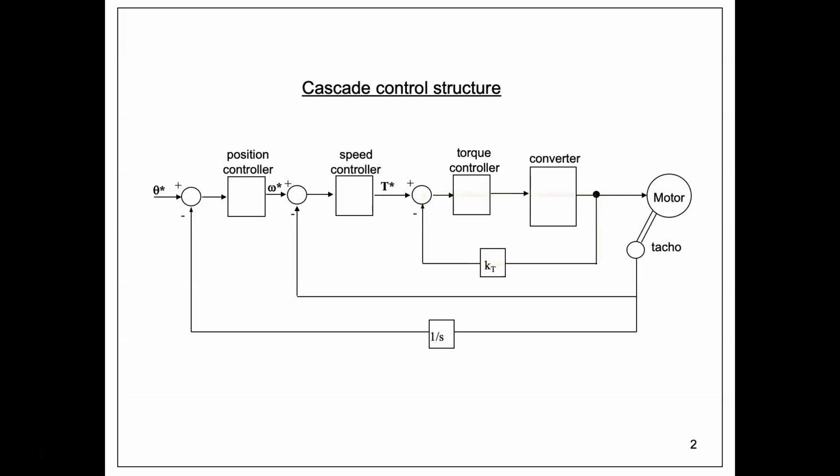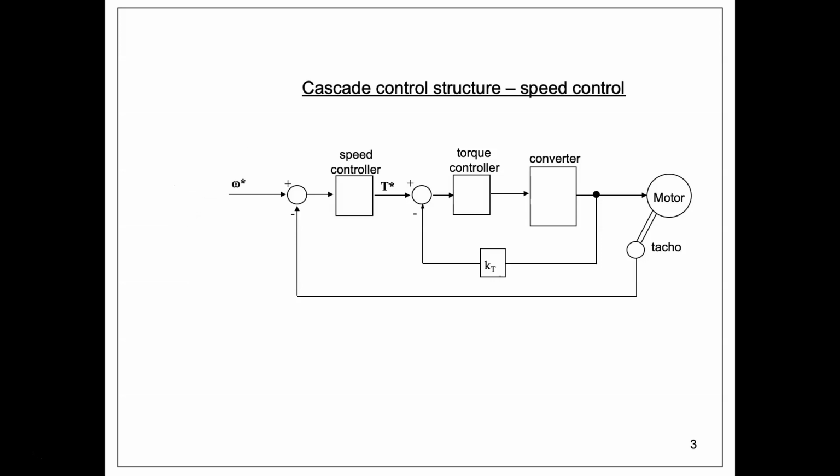The innermost loop, that is the torque loop, must be designed with the largest closed-loop bandwidth, or in other words, fastest response. And the outermost loop, which is the position loop for this DC motor drive, should have the smallest closed-loop bandwidth, or slowest response. We can design the controllers for each loop independently, provided that the closed-loop bandwidth for each loop is separated by at least a decade from each other.